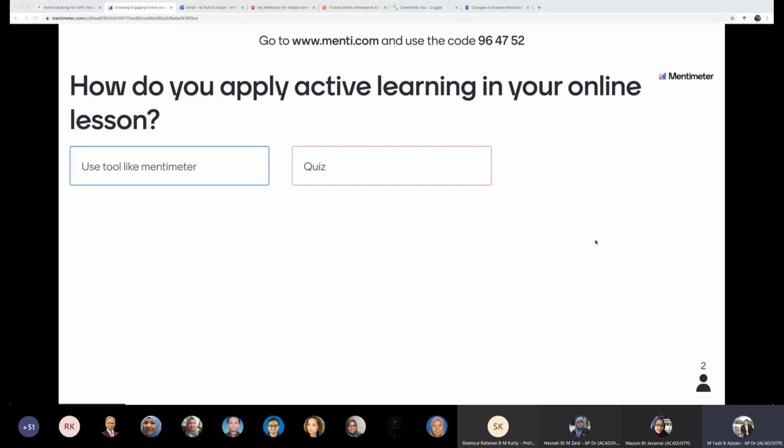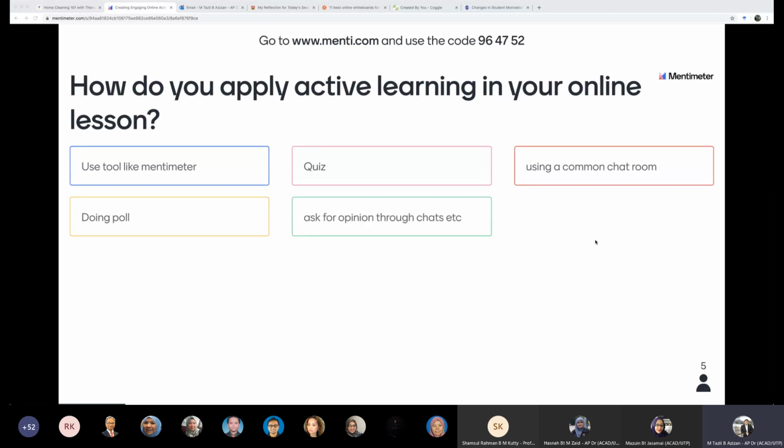Okay, use Mentimeter. We could have quiz. Use a common chat room, which is not available now in Microsoft Teams. I think that is our feedback to the organizers, they should make sure that the chat box is available. The missing part right now during our session is that we are not able to chat. So I think that is one of the things that we could improve in the future.